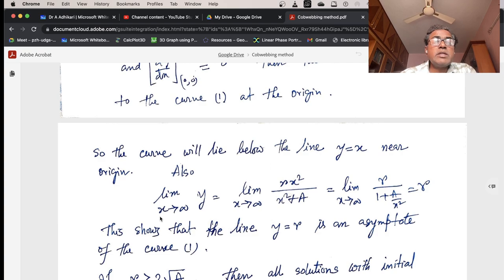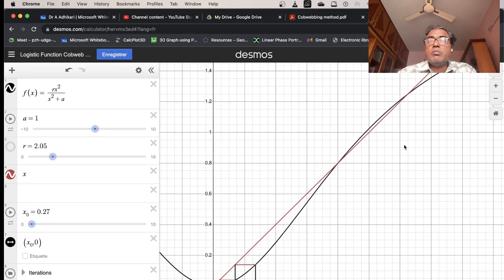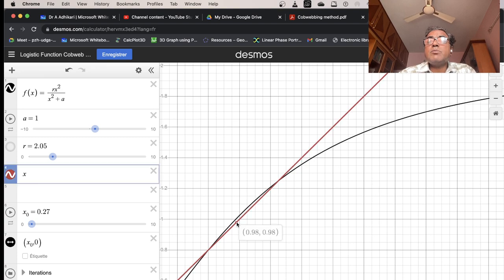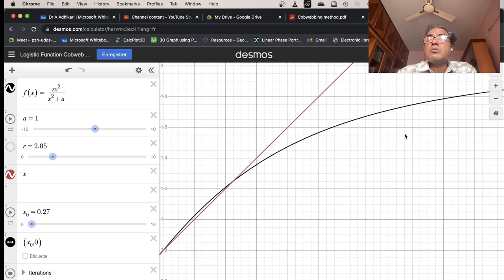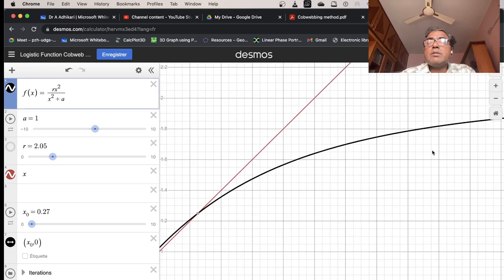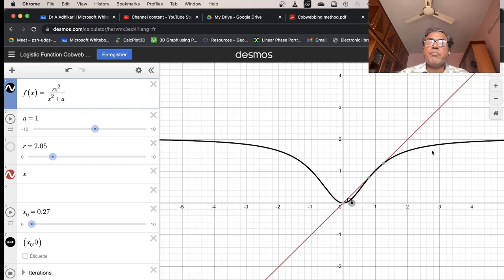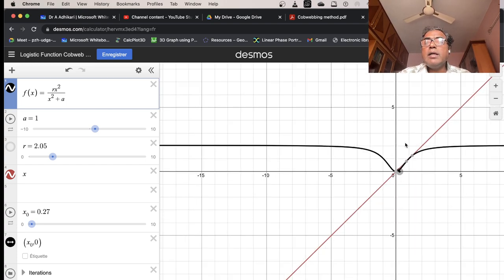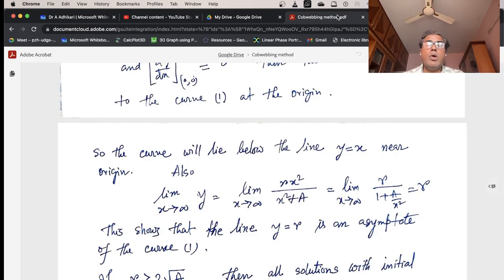Also, the limit as x tends to infinity of y is equal to r. This shows that the line y equal to r is an asymptote of the curve. So clearly from this figure, the horizontal line passing through here, y equal to r, is the asymptote of this curve.